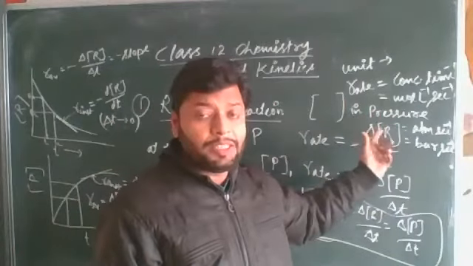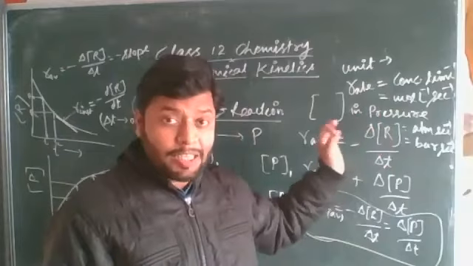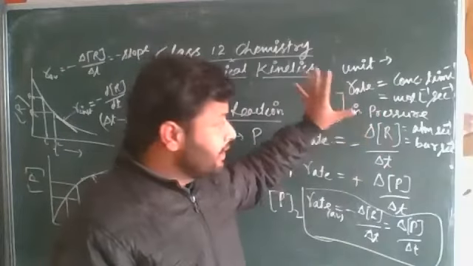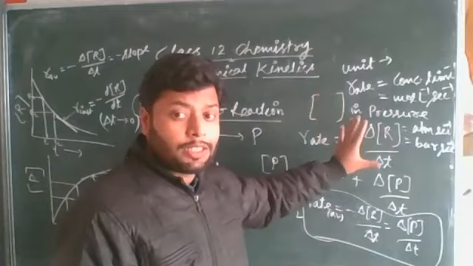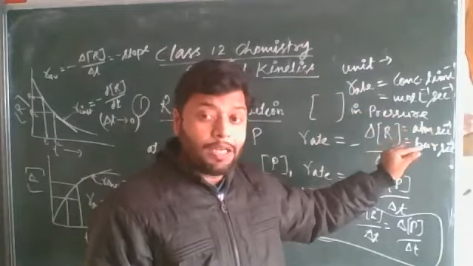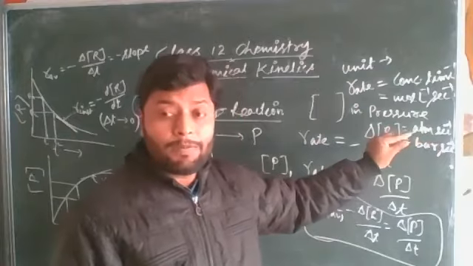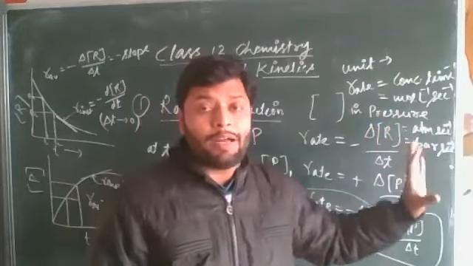If gaseous species are used and are given in terms of partial pressure, then the unit of the average rate of reaction or instantaneous rate of reaction will be atmosphere second inverse, or in terms of bar second inverse. As we know, the atmosphere value is nearly equal to the bar value.